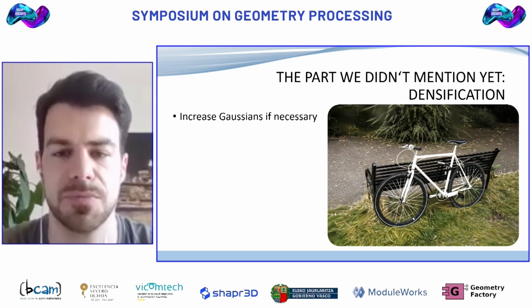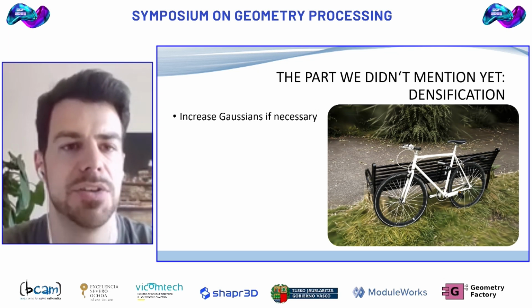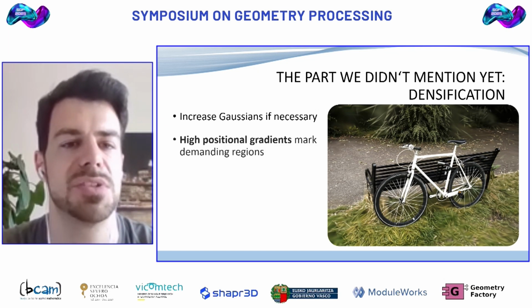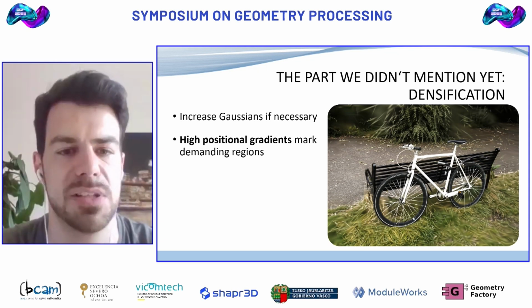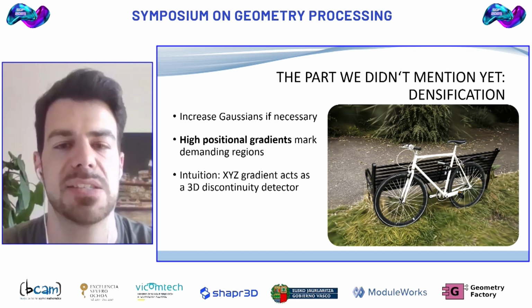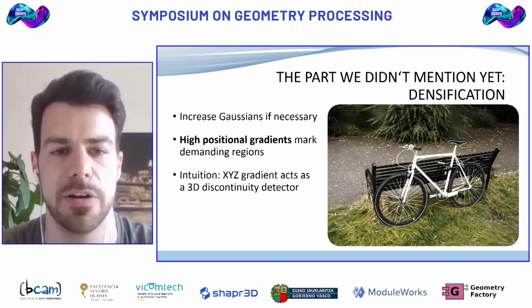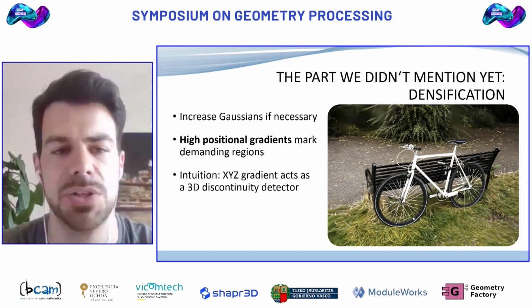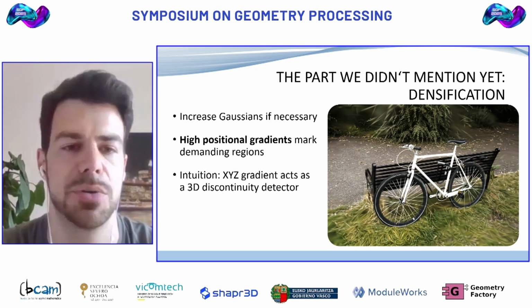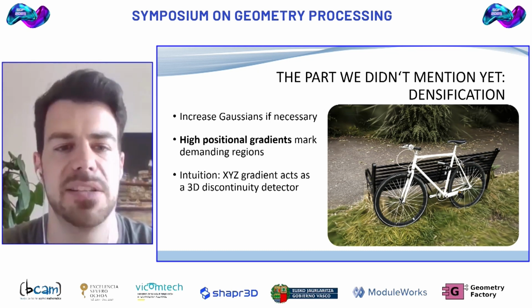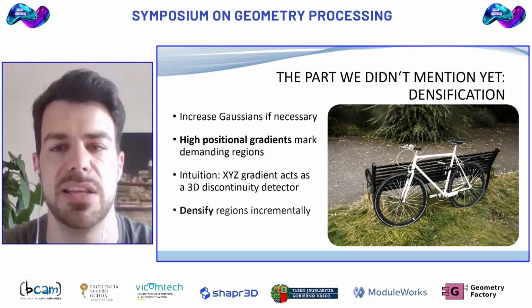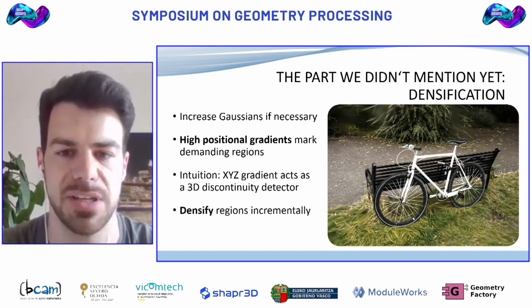So the cure basically to this is you increase the number of Gaussians whenever you consider it necessary. And our way for doing this is by using high positional gradients to mark those demanding regions, and we increase the density of Gaussians there. The underlying intuition is that wherever you have a large positional gradient, or XYZ gradient, you basically have a discontinuity detector in 3D, and you densify those regions incrementally by throwing more Gaussians there.